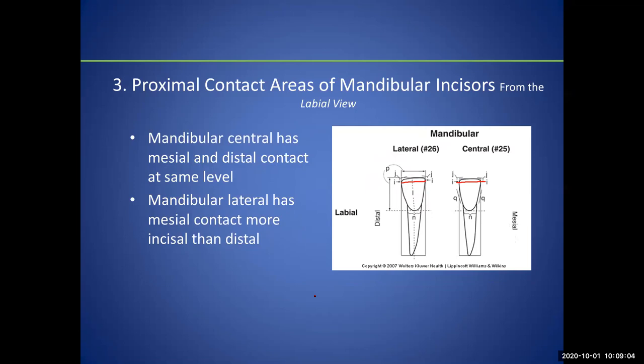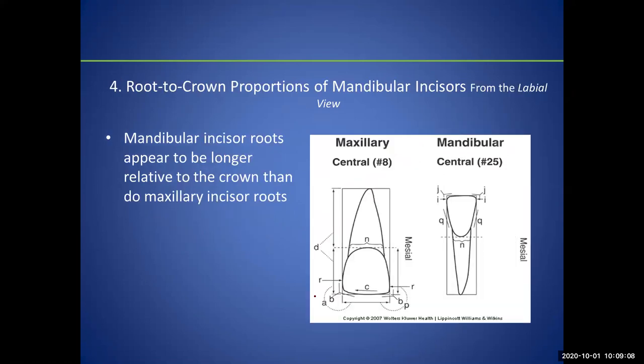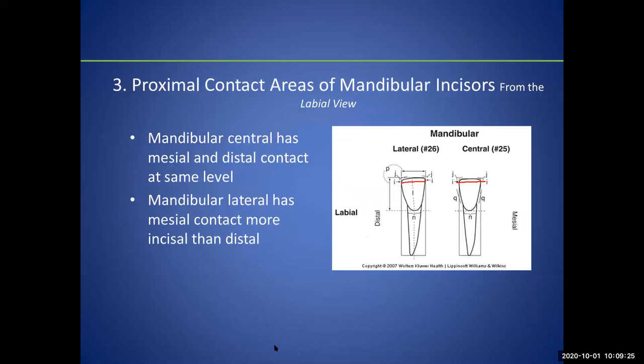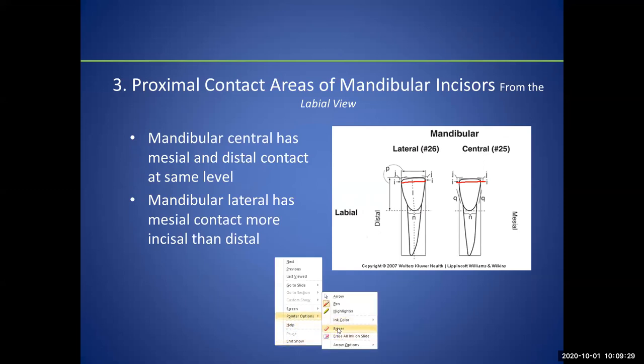Is there a question? Crown to root ratios. The mandibular incisor roots appear longer relative to the crown. Now they're a smaller tooth. I'm sorry, can you go back to that last slide? I had a question that I totally forgot what it was. When you said questions, I thought yes, but then let me just look at it for a second, see if I remember.